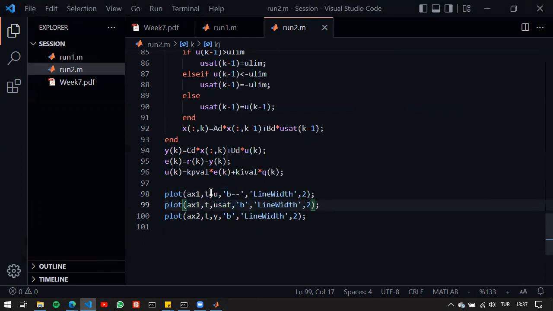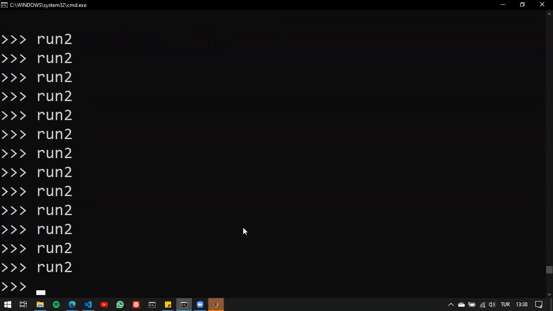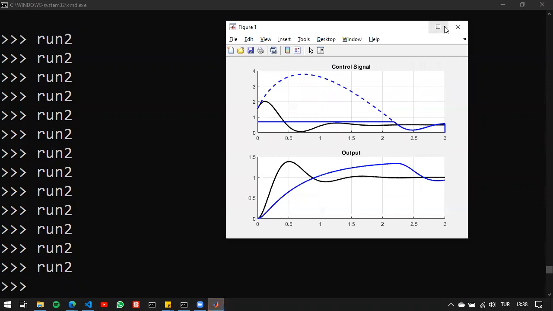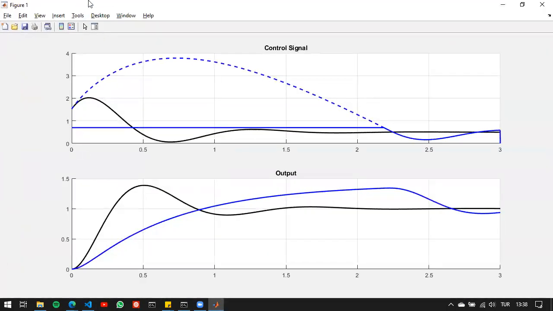Now, keep in mind, U is not the actual control signal applied to the system. U sat is the actual control signal applied to the system. Now we have an interesting thing here. The dashed line here shows us the generated control signal. The controller generates this signal. And the actual control signal is the blue one. And you can see that the rise time and the settling time did change.